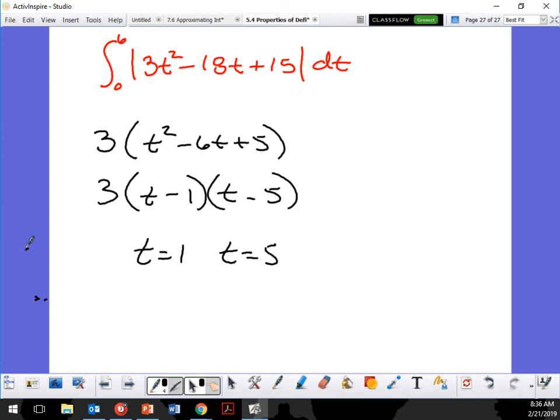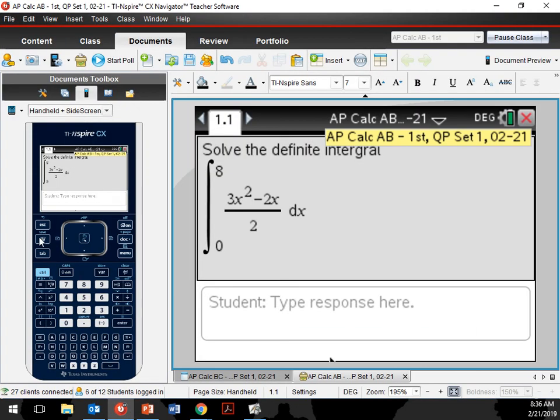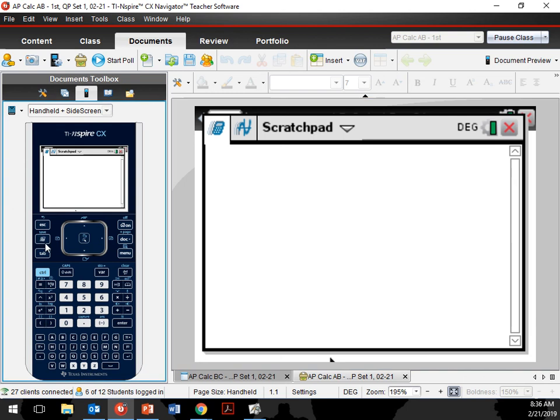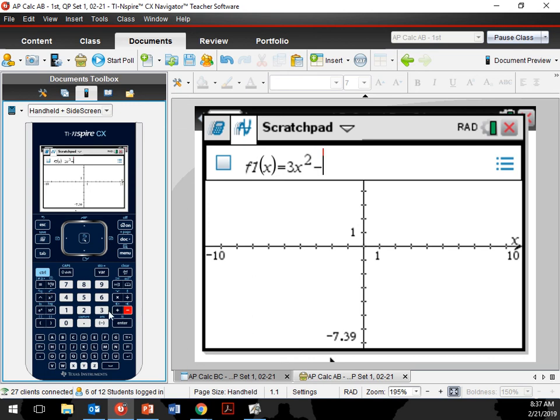But then if I look at my graph, let's actually do this. Let's graph this so you guys could actually have. So I'm gonna graph this. So I need you guys to help me with this when I change menus. Okay. So what was my function? 3t squared minus 18t plus 15.